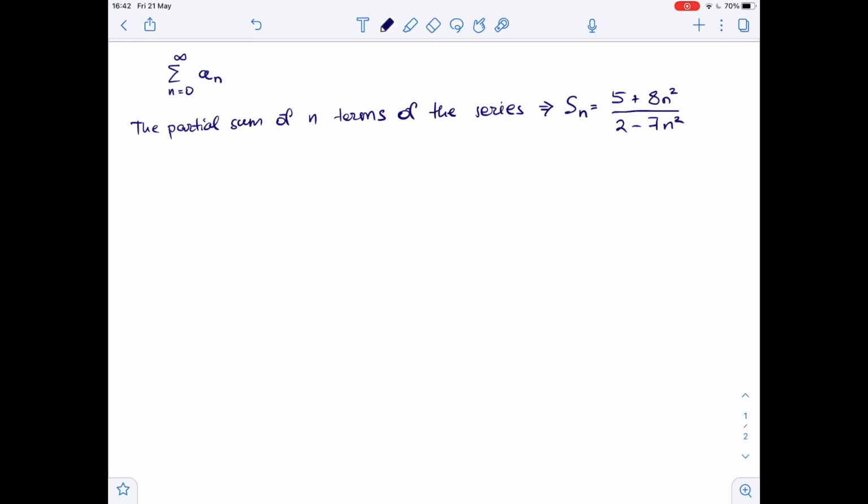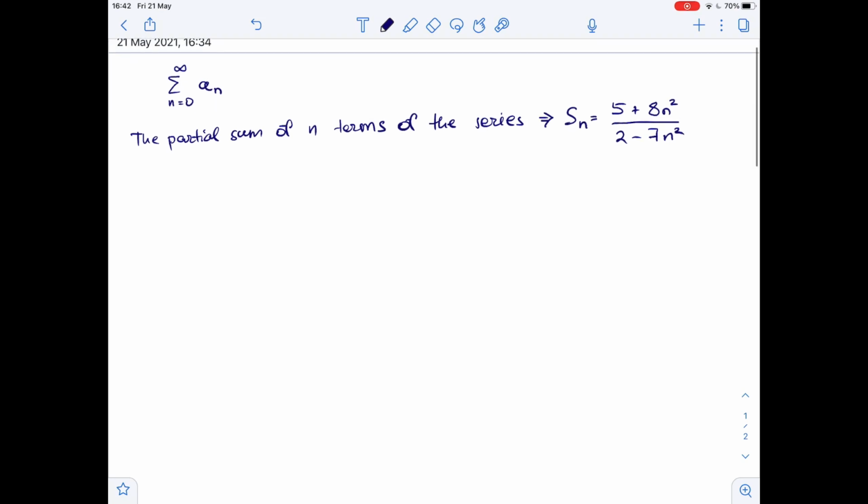So we need to determine if the given series is convergent or divergent. And we have the partial sum of n terms of this series, which is equal to (5 plus 8n squared) over (2 minus 7n squared). If the series is convergent, we also need to determine the value of this series. So how will we solve this problem?